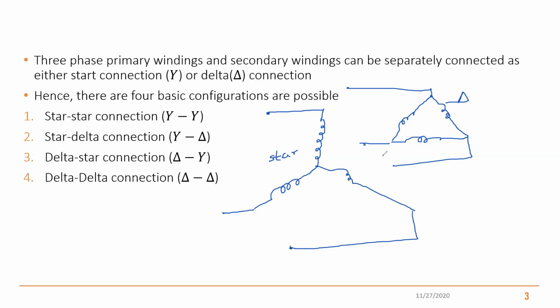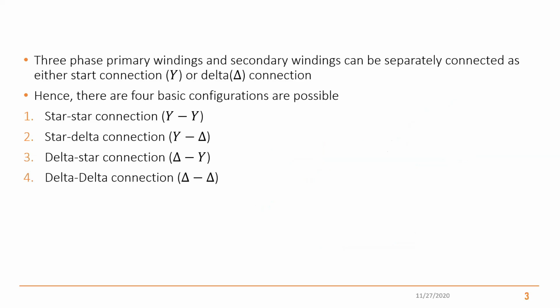The first one is the star-star connection, so that means both windings are connected like this. If that is the case, we call it star-star connection. Then we have star-delta connection, or Y-delta connection, or delta-star connection, and finally delta-delta connection. So these are the four configurations usually available.